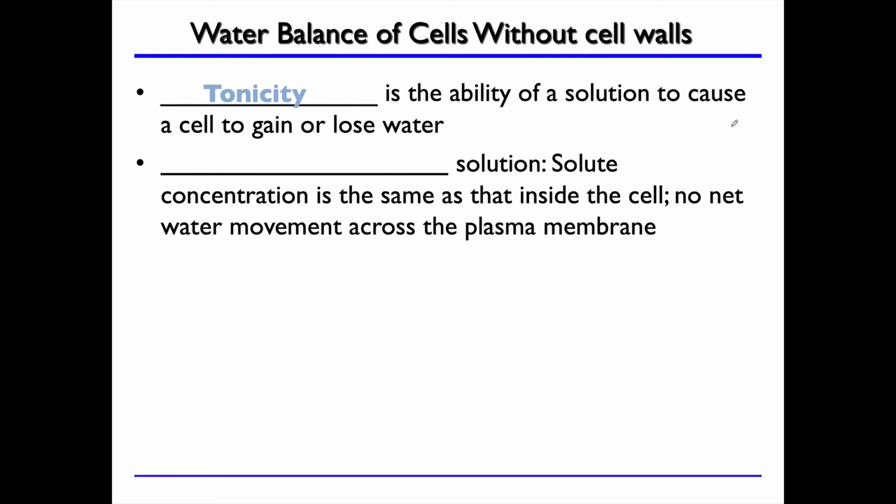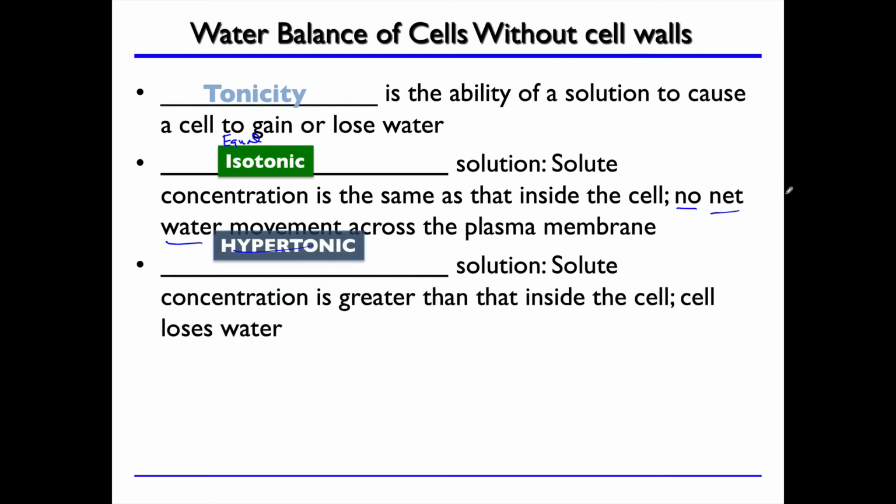Now what we're going to look at is a few labels of these solutions, which is going to help us determine what happens with water. First, isotonic solution. Iso roughly means equal. An isotonic solution is when the solute concentration is the same as that inside the cell. There's no net water movement across the plasma membrane. So things are fairly equal on both sides.